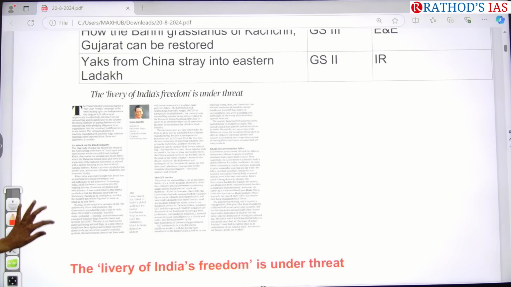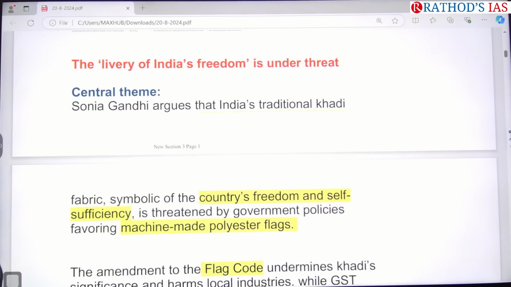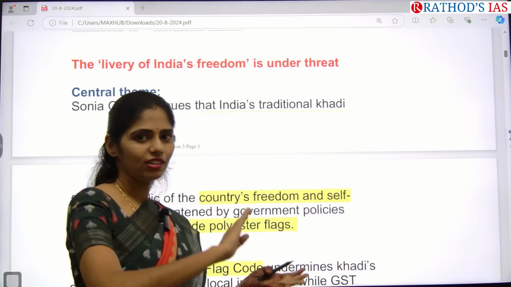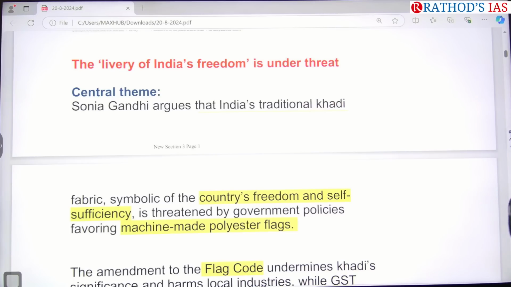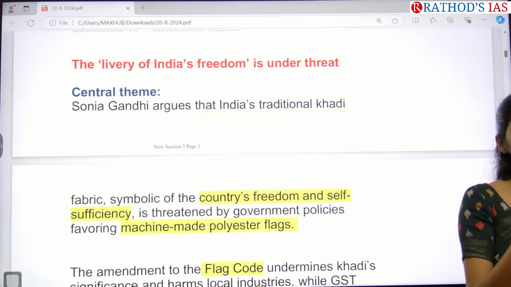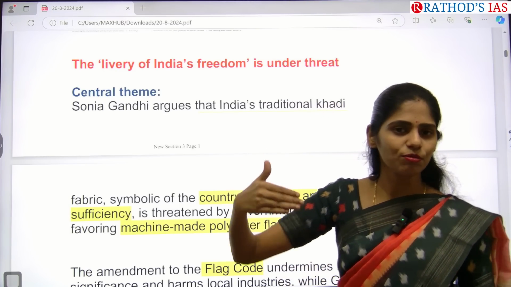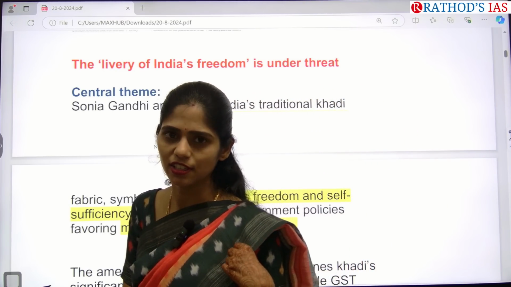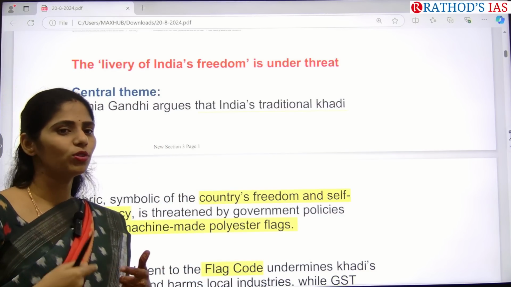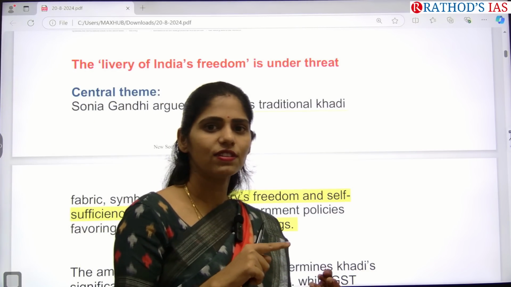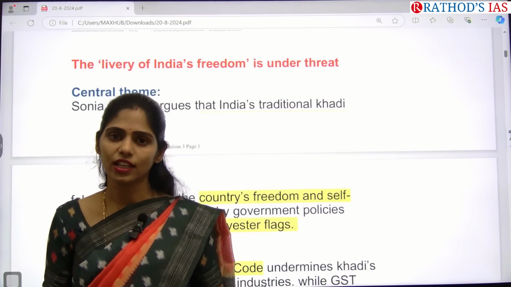As I said, this article gives details about traditional khadi fabric. Earlier we used to use only khadi, even during our freedom struggle. After the Indian National Congress was formed in 1885, we had a series of movements like the Swadeshi movement, in which we boycotted foreign goods and wanted to promote our indigenous industries and goods. One such indigenous product at that time was khadi.